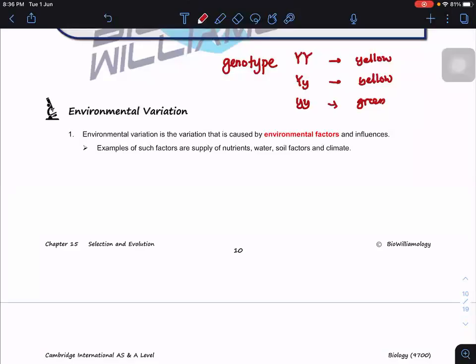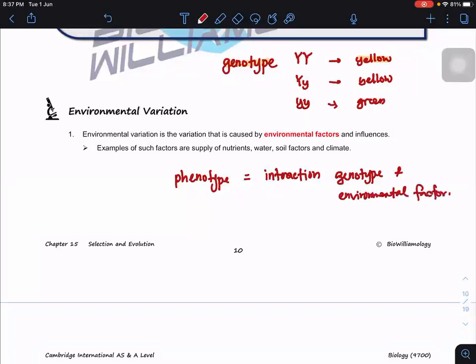Okay, so now look at this, environmental factor. If we always think that genotype is the one that dictates the phenotype, this is not always true. Or I prefer to put it this way: the phenotype is actually equal to the interaction between genotype and also the environmental factor. So it means it's both. Not only the genotype gives the final say, but it's the interactions.